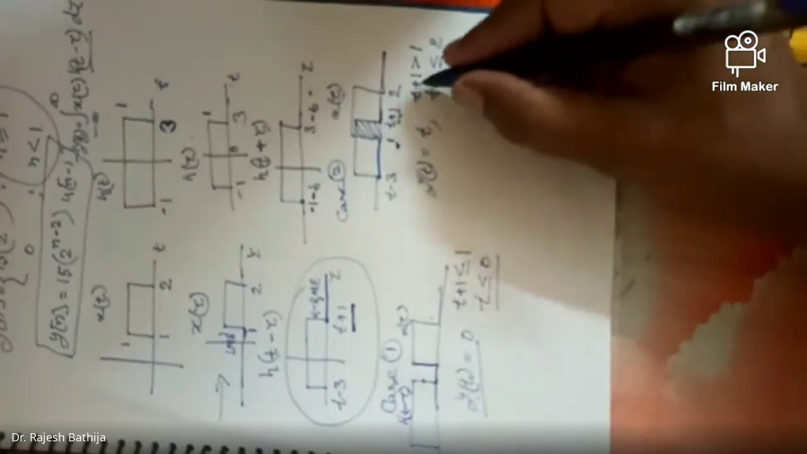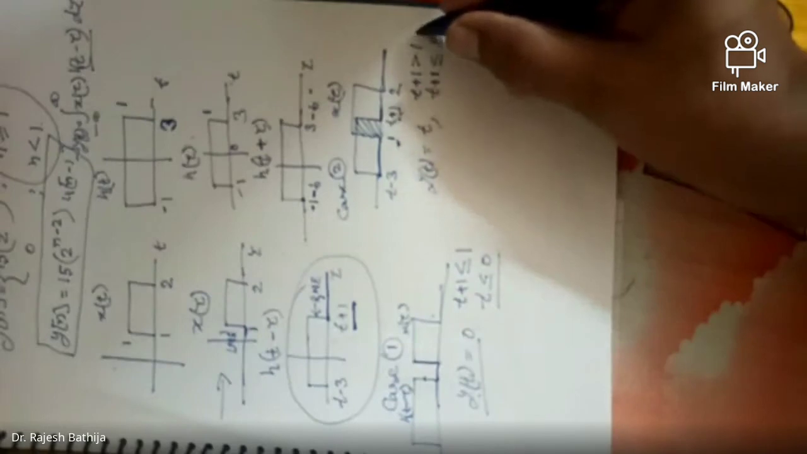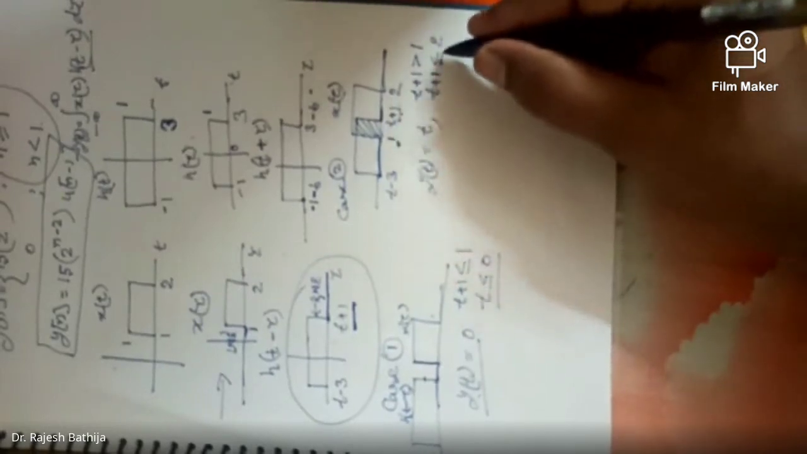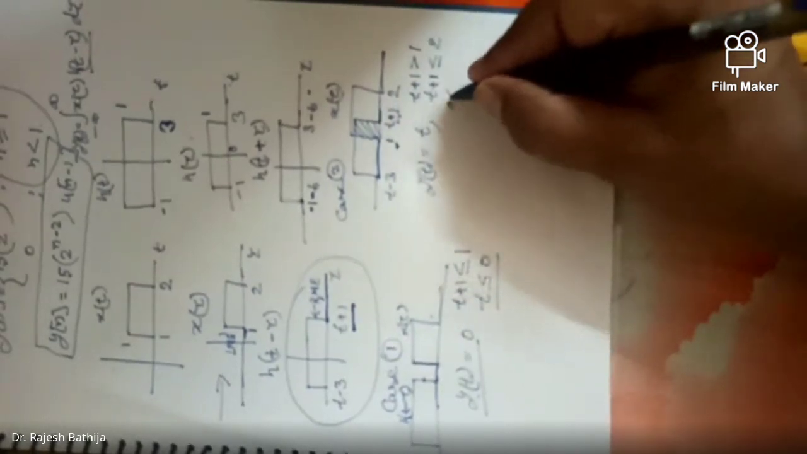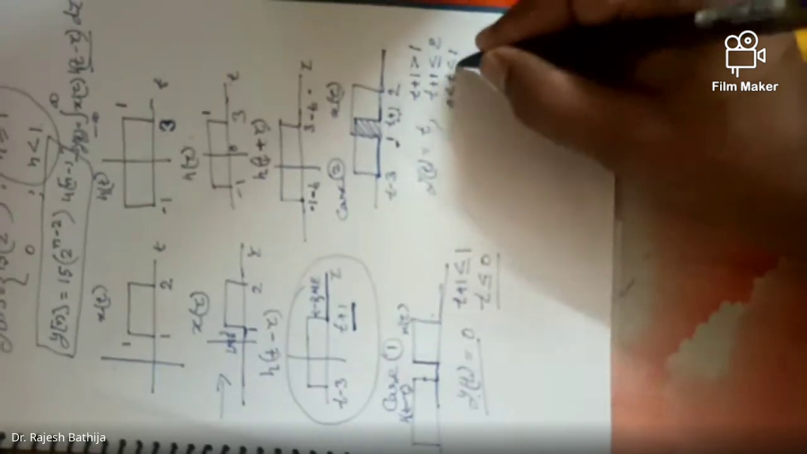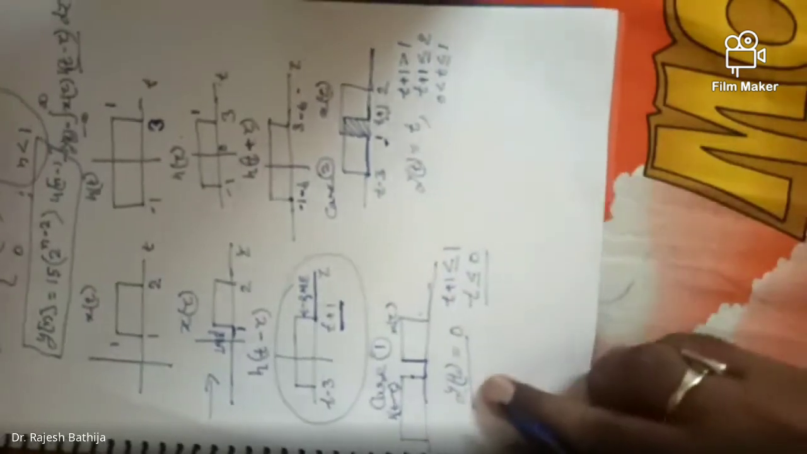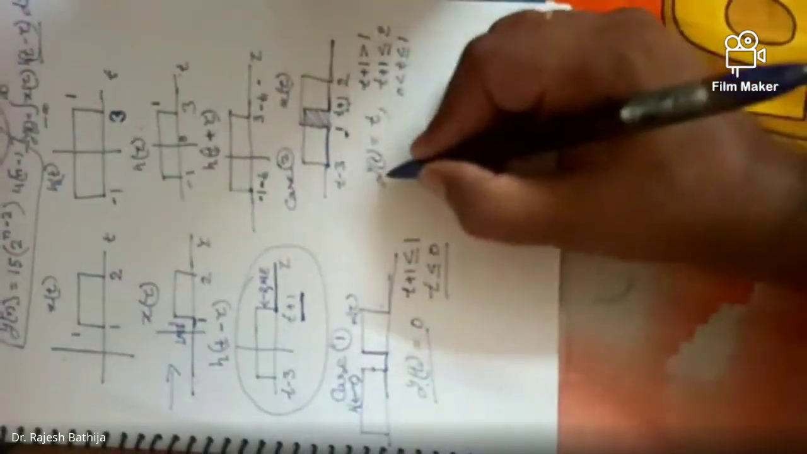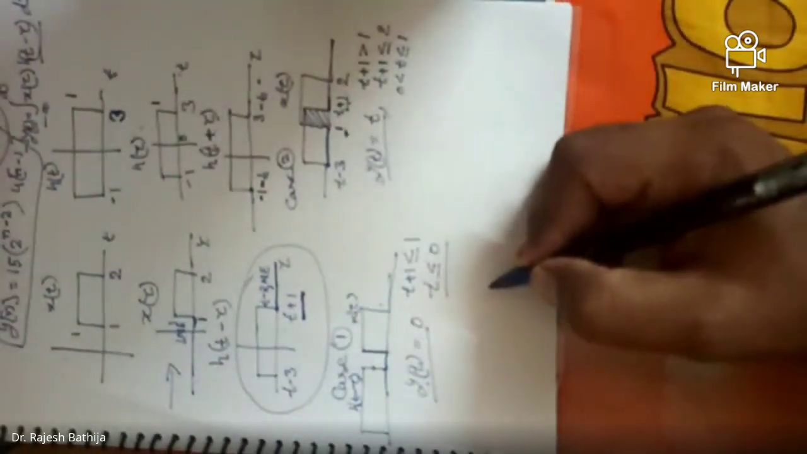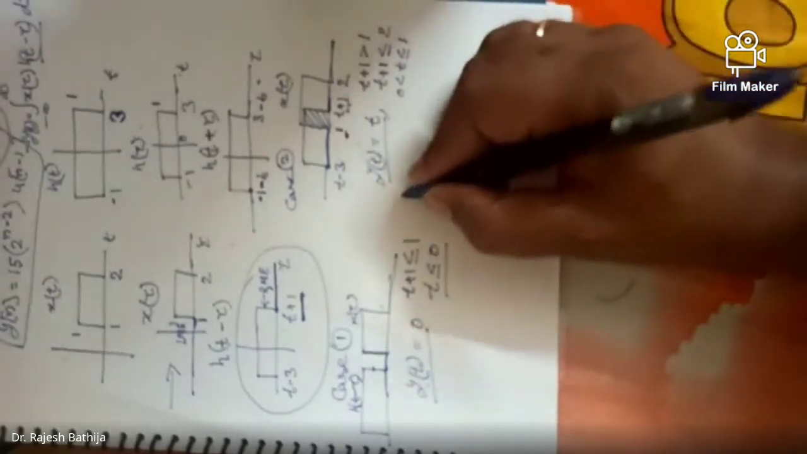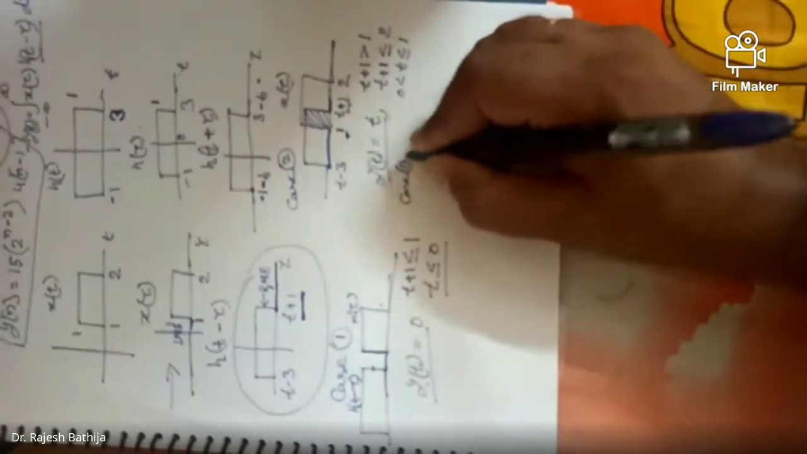Yes, sir. Is this clear? So in this case, we can write it like this, that t greater than 0 and t less than 1. So between 0 to 1, this case will be there, and y of t will be given by this case. Now, the next case, case 3.